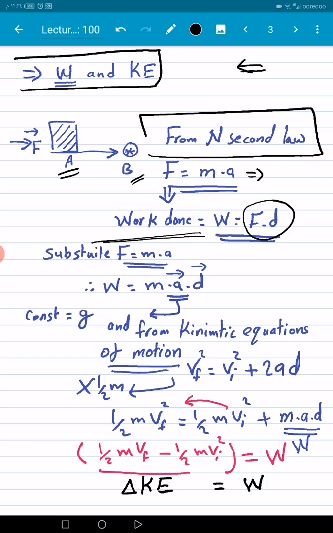Substitution of the work equation with Newton's second law. So W is equal to mad. What I do is just substitute F in the work with F from Newton's second law. F of Newton's law is ma, F of work is Fd. So then the work is equal to mad.